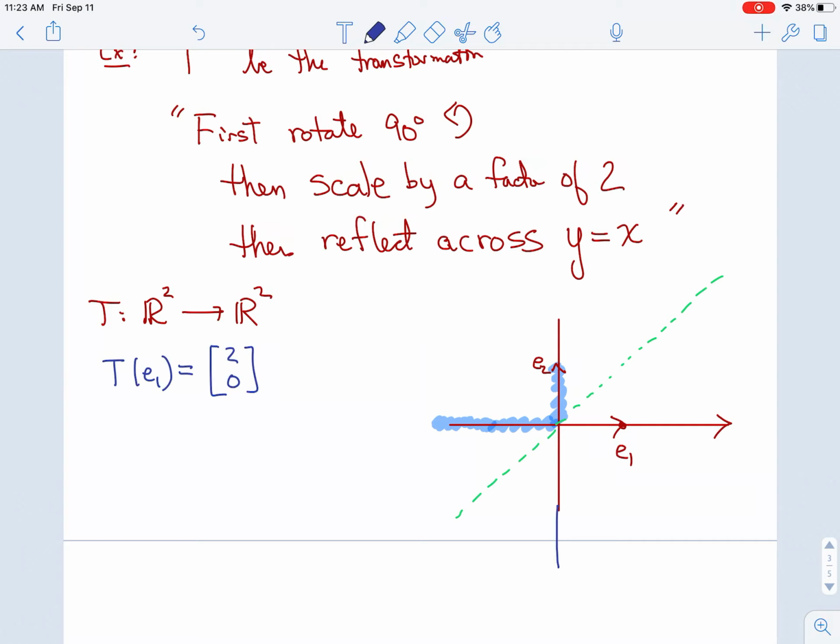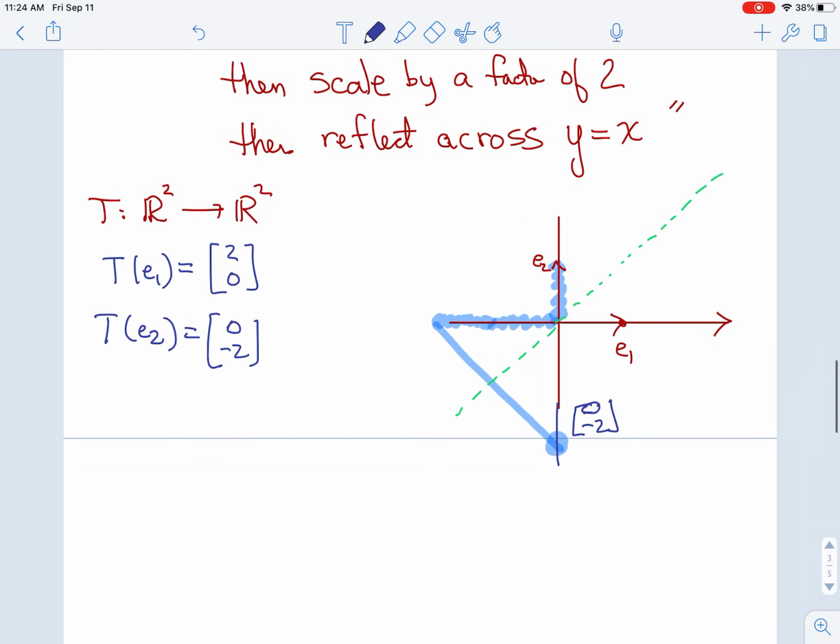And what's going to happen is that it's going to get flipped, it's going to be shot right through when we reflect it. It's like folding that paper over. We're going to wind up down here at the point 0, -2. Okay? And so T of E2 is equal to 0, -2.